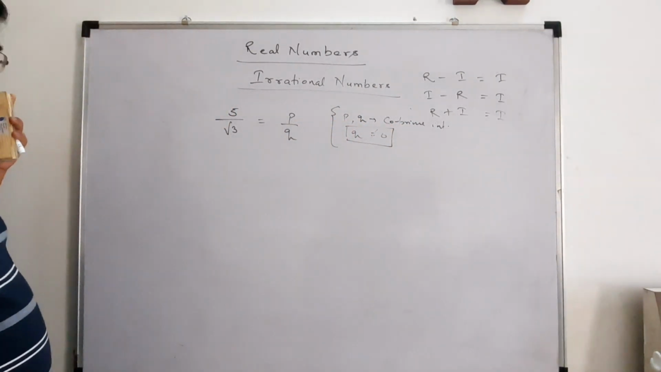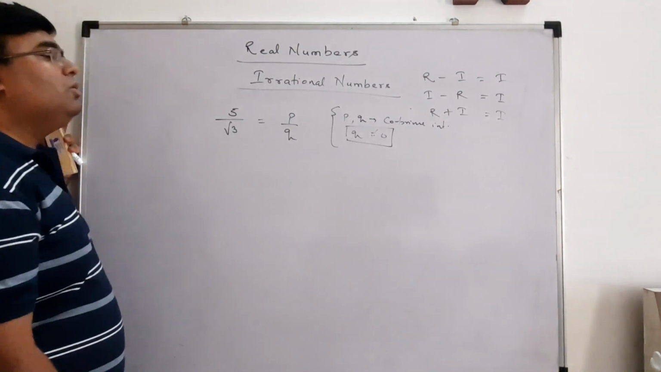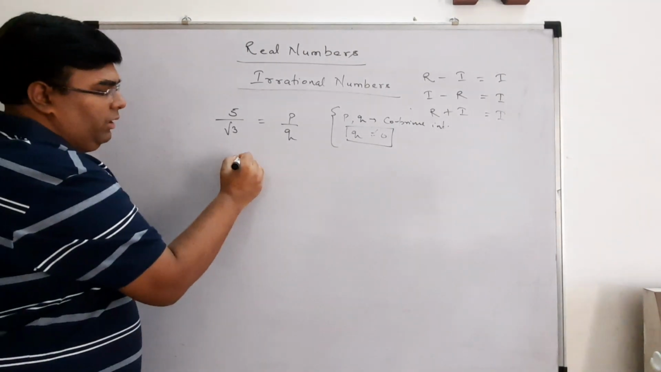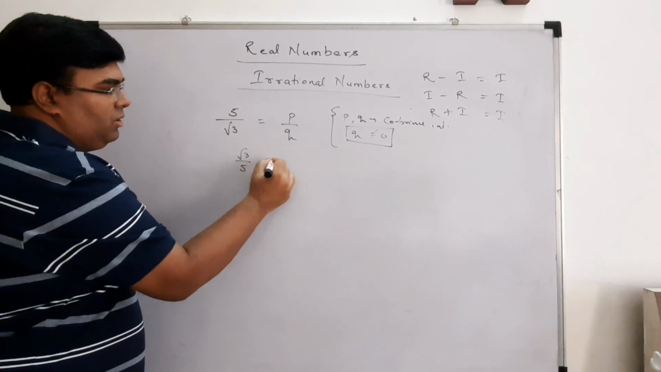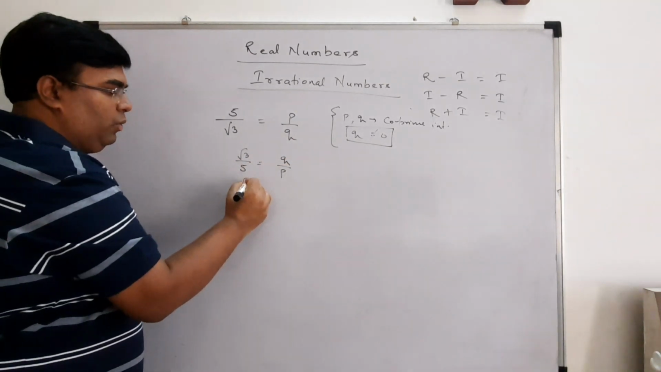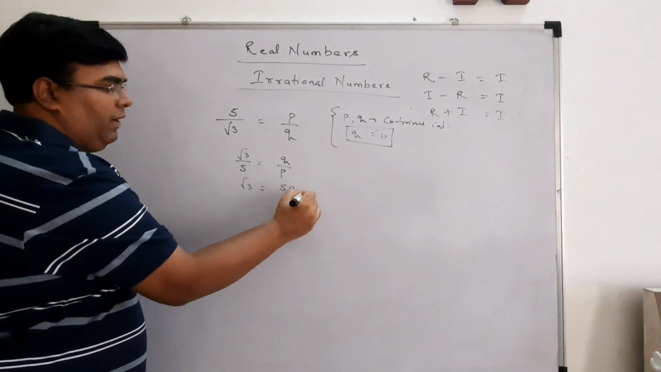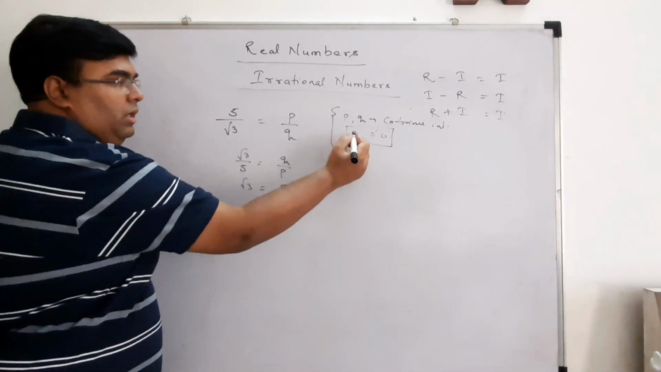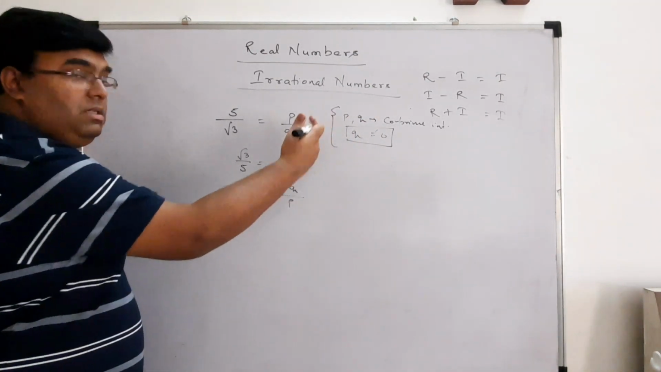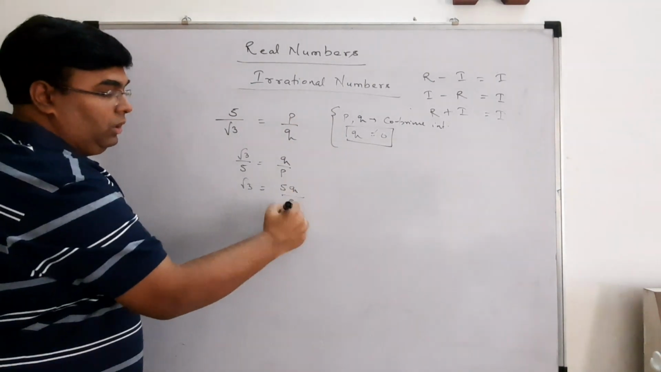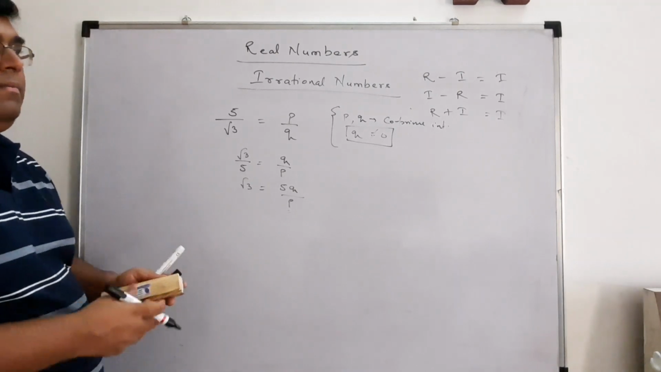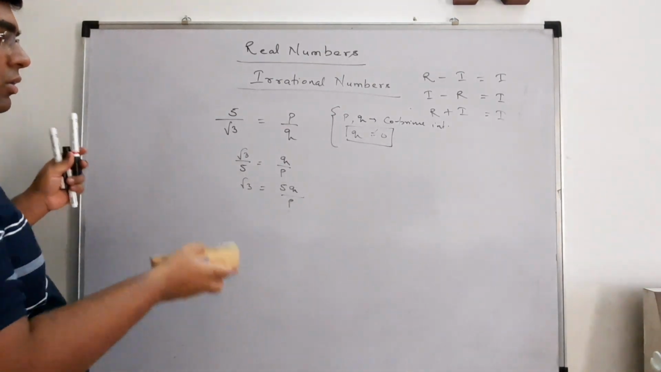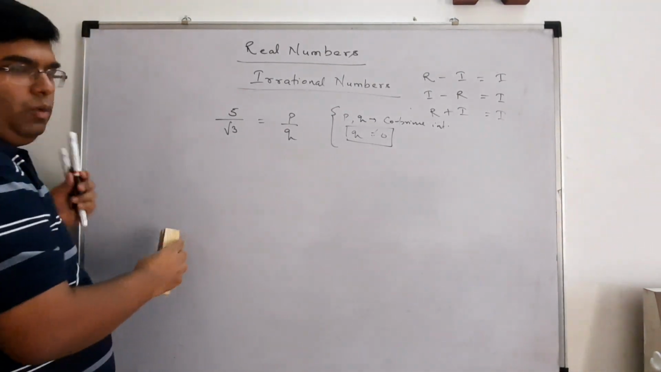Correct? So in some books they are wrong actually. In some books what they do, they just take the reciprocal of this. They do this. Root 3 by 5 is equal to q by p, and then root 3 is equal to 5q by p, and then write the same things, which is wrong. Why? Because we have assumed q as not equal to 0, p can be 0, and if p is 0, this whole thing will become not defined. In maths we don't take denominator as 0, right? So this method is wrong. Should not use this.